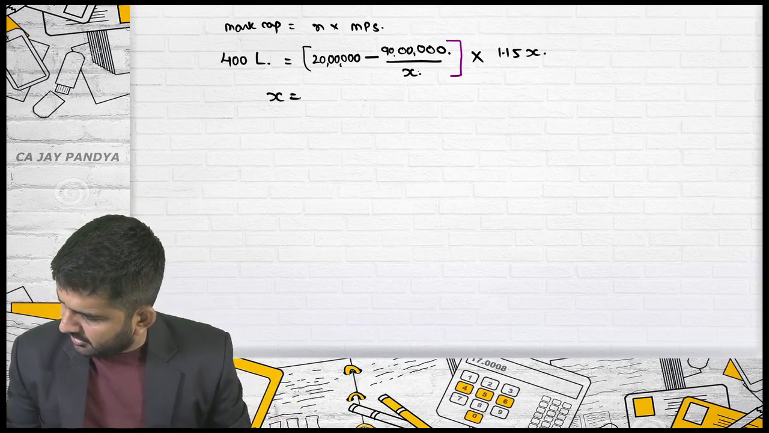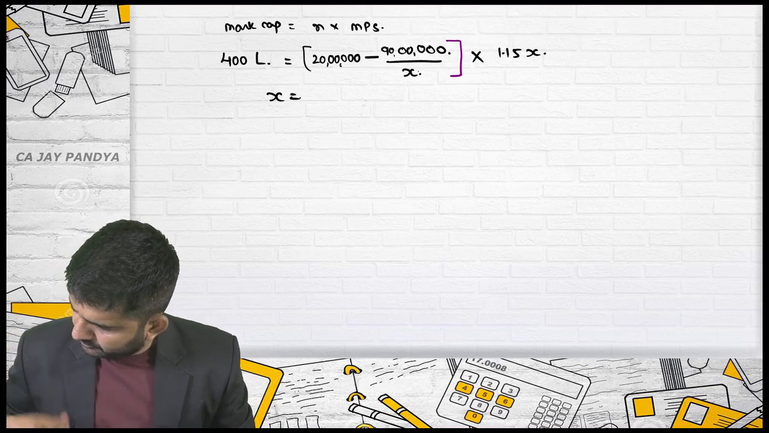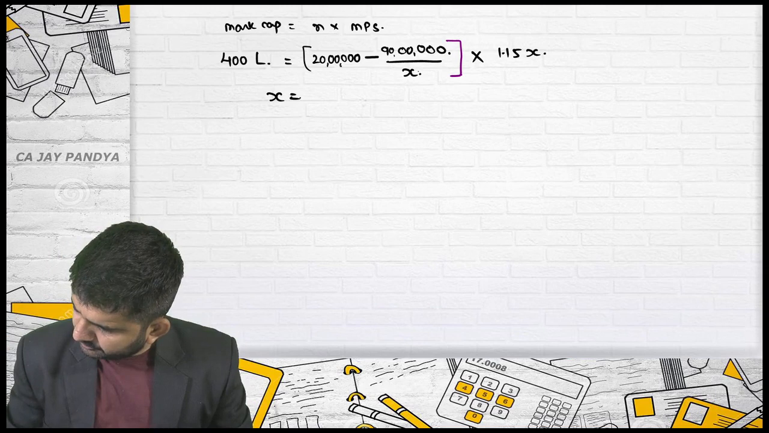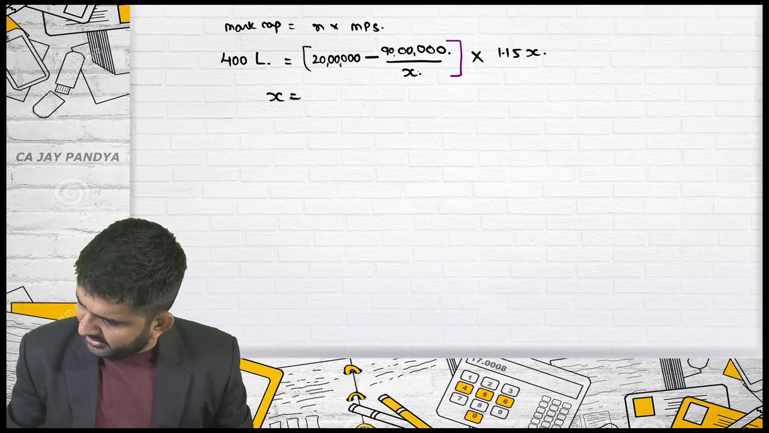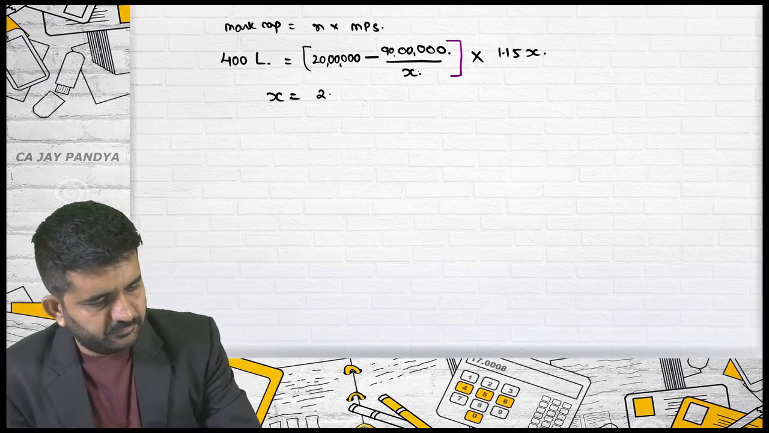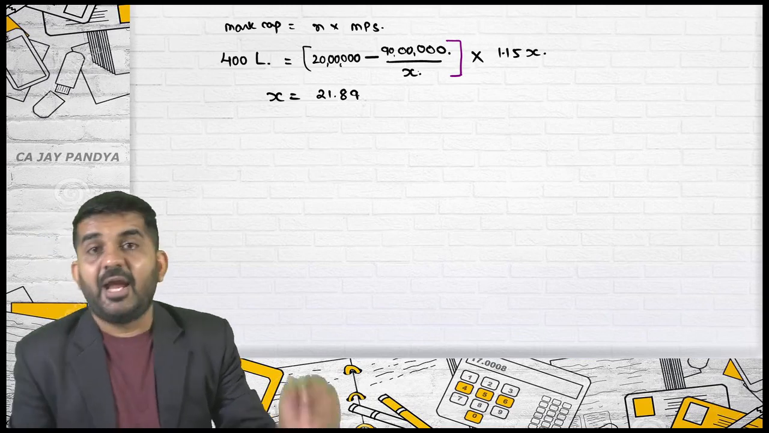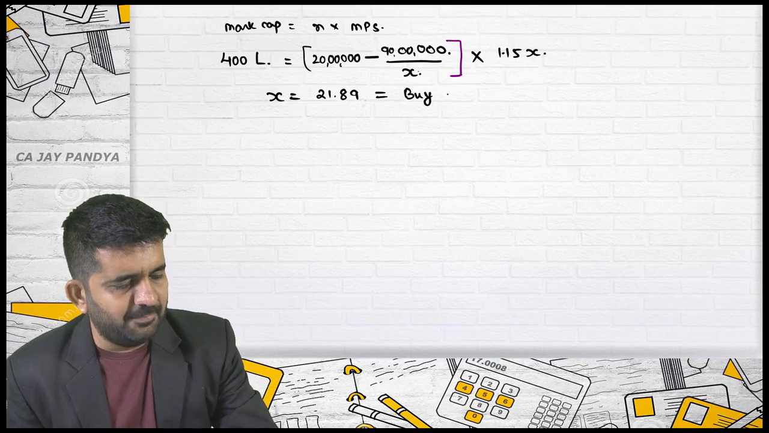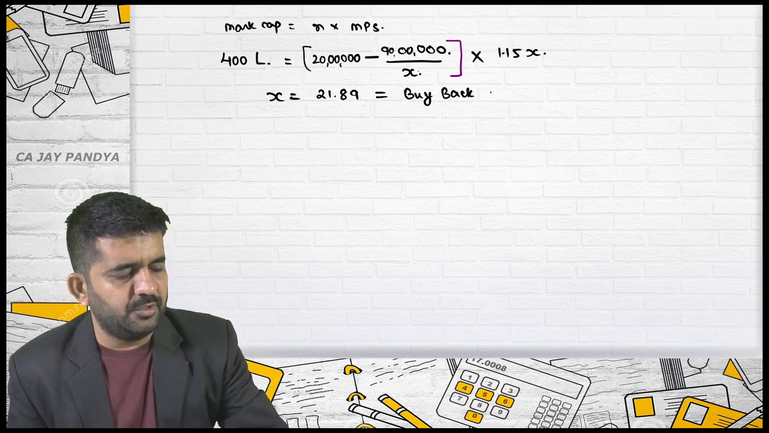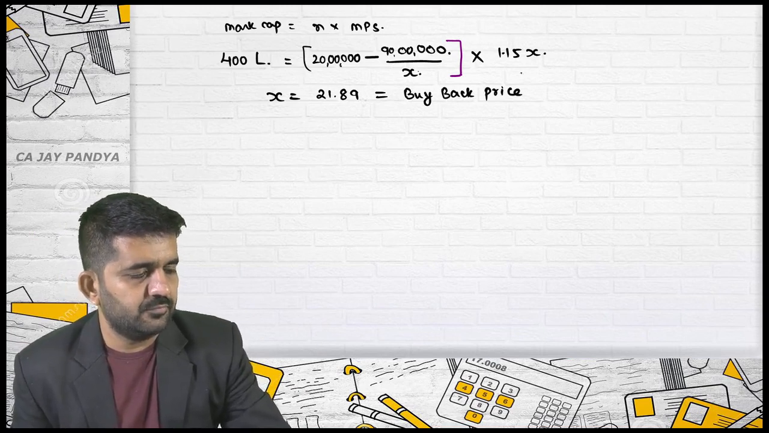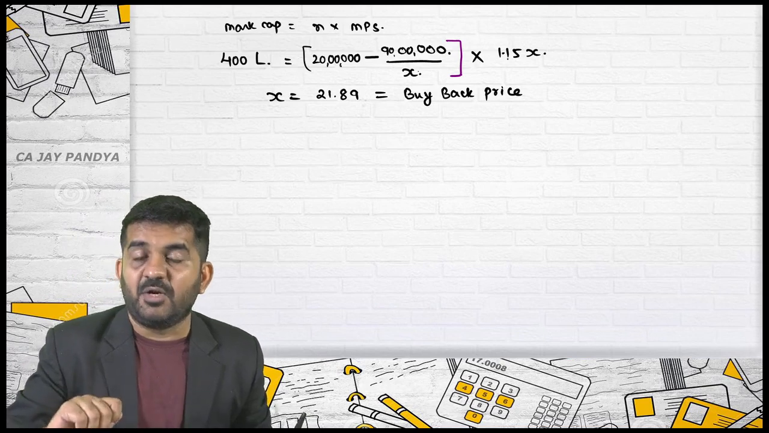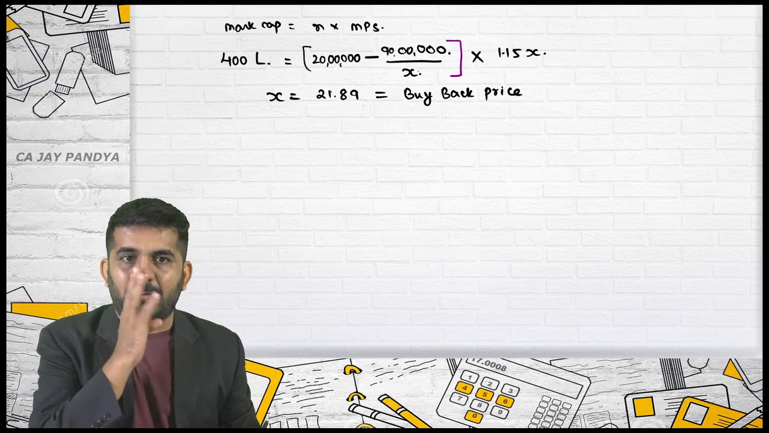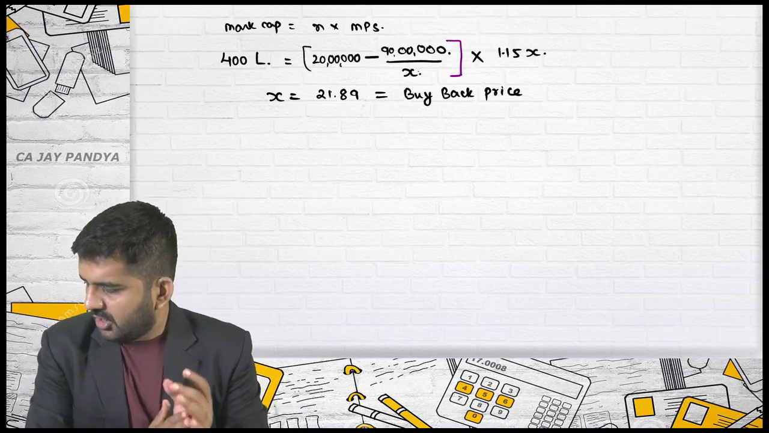X is equal to 21.89. And believe me, X is nothing but the buyback price that we have assumed. It is not 1.15x. 1.15x will be our new market price. Is it all right? So X is 21.89.